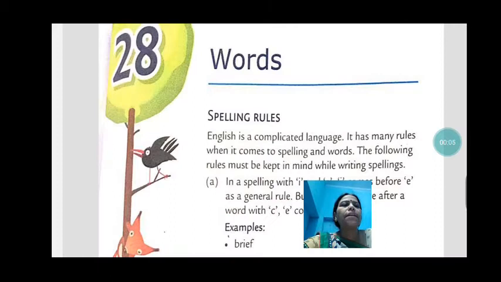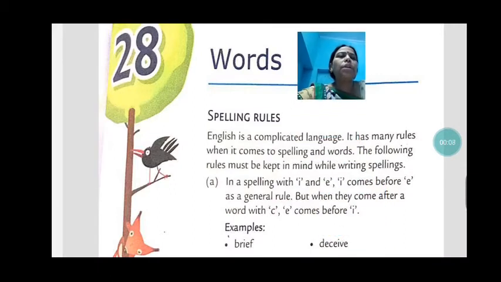So today children, in grammar we are going to do the revision of chapter 28, that is Words, and in that we will learn some spelling rules. In this we have seen that English is a complicated language. That means English is a difficult language. It has many rules when it comes to spelling and words. We will find that we have to follow some rules in that.